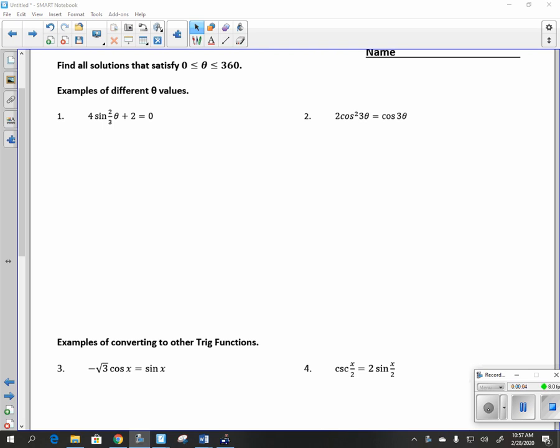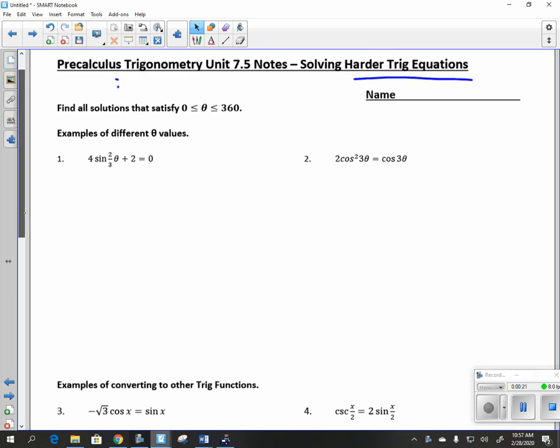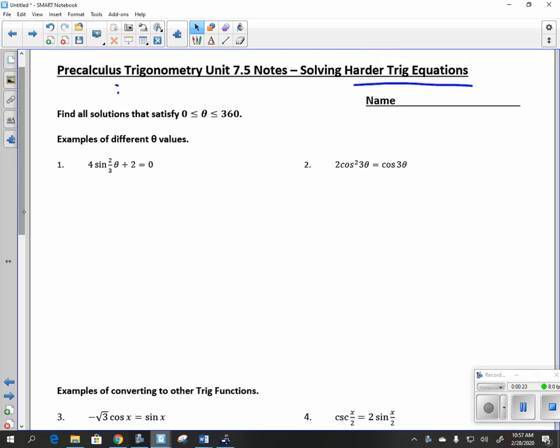Okay, folks, today's lesson, I find it super intriguing and exciting. I hope you can find it that way too, because yesterday was pretty straightforward. Find the angle, find the quadrants, inverse, solve, right? Today is just slightly different. We're going to solve more difficult trigonometric equations.